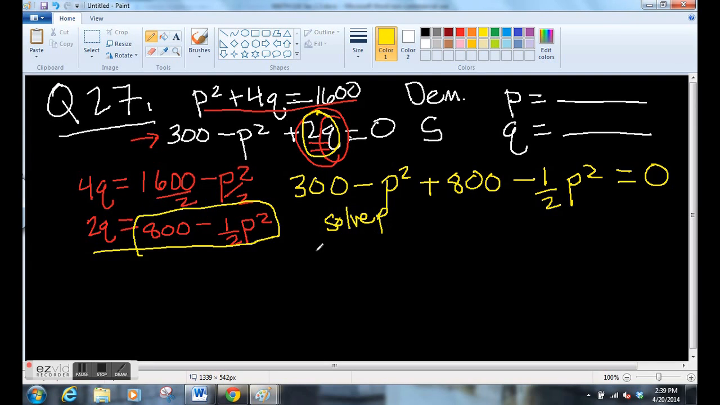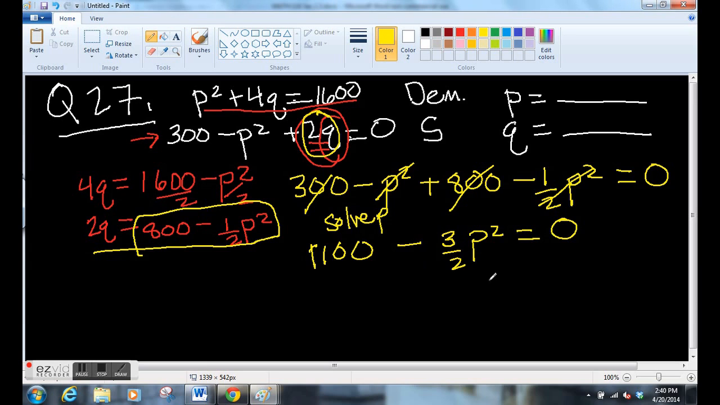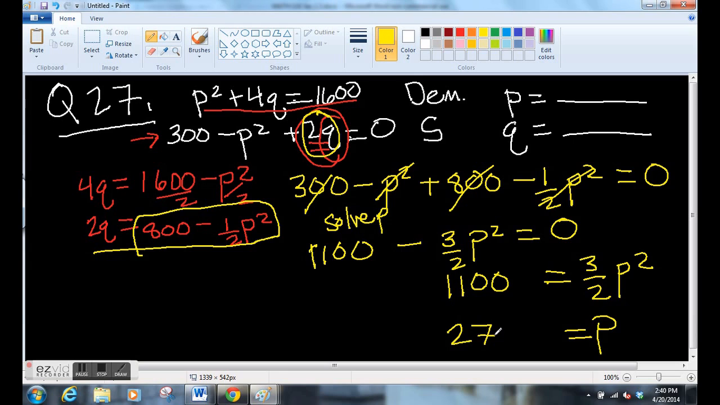So we have 800 and 300, that's 1100, minus p squared and minus 1/2 p squared, that's minus 3/2 p squared. When I first did this, I thought I may have made a mistake. This just doesn't seem right, but it is right. It's just not a very tidy number, but it doesn't mean it's wrong. Over here we have 1100 equals 3/2 p squared. So p, when you take the square root, is equal to 27.08. You'll notice it could be plus or minus 27.08 because you're taking a square root, here you're taking the square root of that times 2 divided by 3, 27.08.